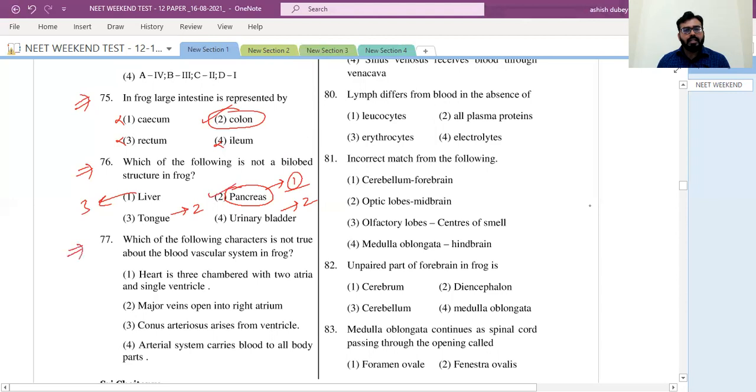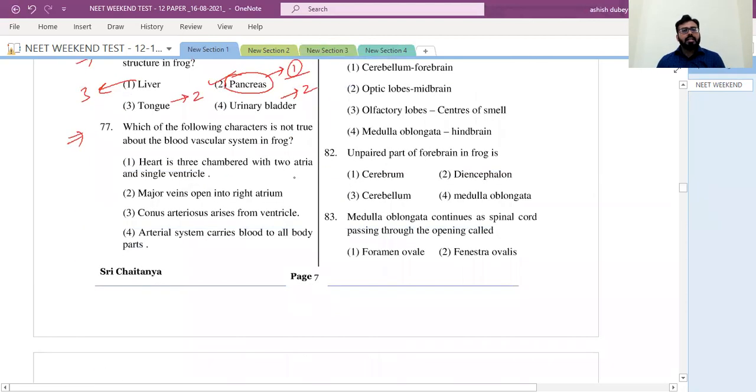77. Which of the following characters is not true about the blood vascular system in frog? Heart is 3-chambered with 2 atria and single ventricle. Good, right? Major veins open into right atrium. Actually, major veins open into sinus venosus. That is the additional chamber. But let's see. Conus arteriosus arises from ventricle. Yes, true. Arterial system carries blood to all body parts. Yes, they do so. Okay, which is not true is this.